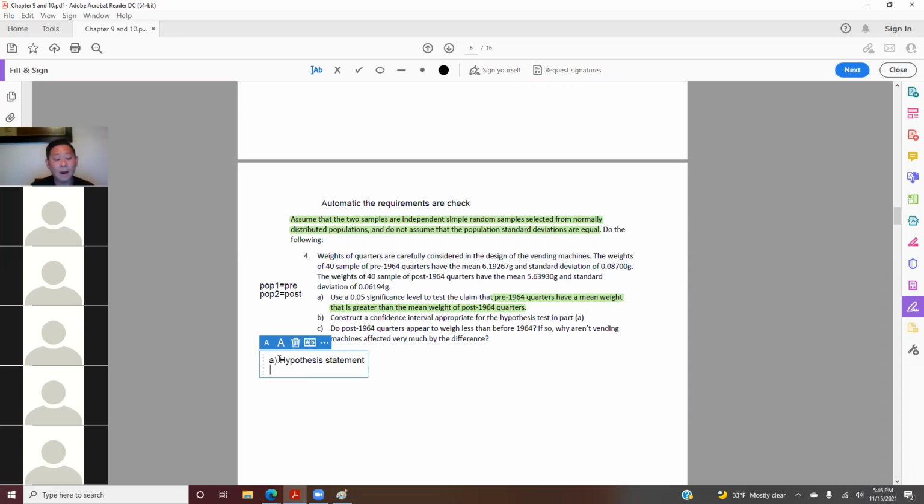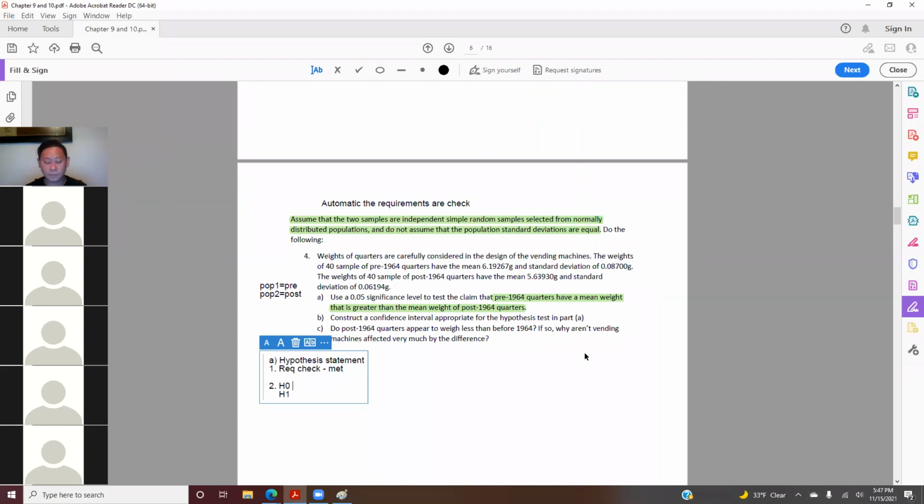Okay. First thing is the requirement check. Since they give us the assumptions above, the one that I highlighted, this one is already met or fulfilled, so you don't have to worry about this. So now we need to do your null and your alternative hypothesis. Can someone tell me how you write your hypothesis statements here? That the pre is greater than the post.